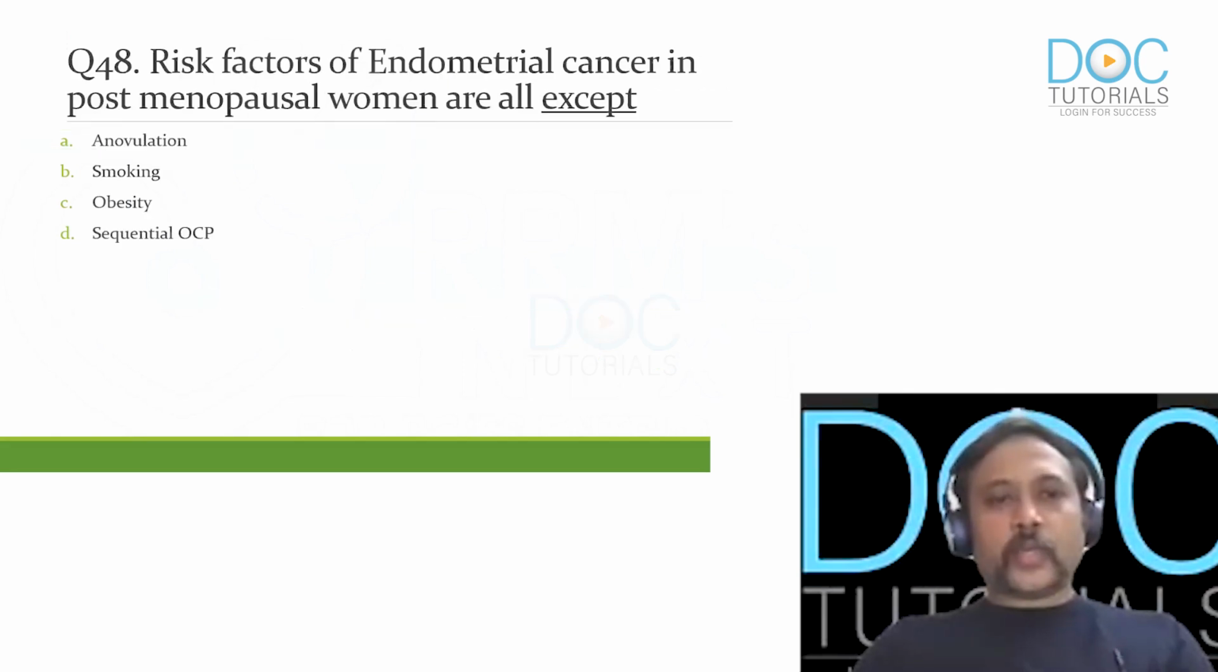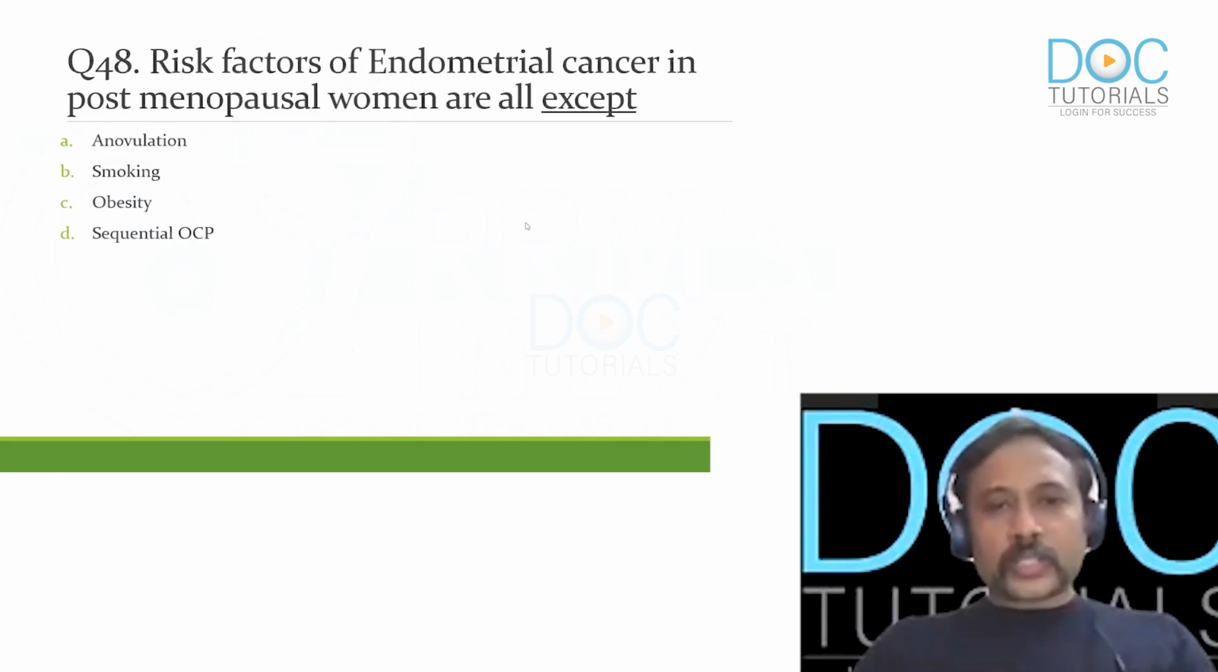So risk factors for endometrial cancer in postmenopausal women are all except anovulation, smoking, obesity, and sequential OCPs. So which do you think is not a risk factor? Okay, so most people seem to have gotten this right. This is one thing that you may remember.